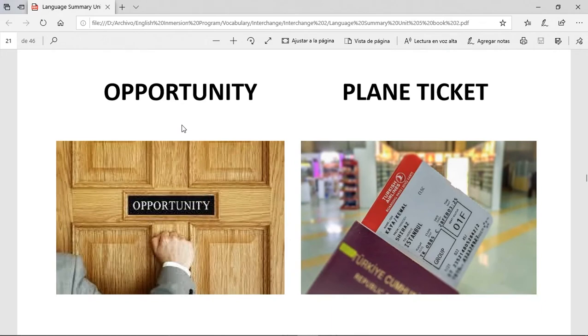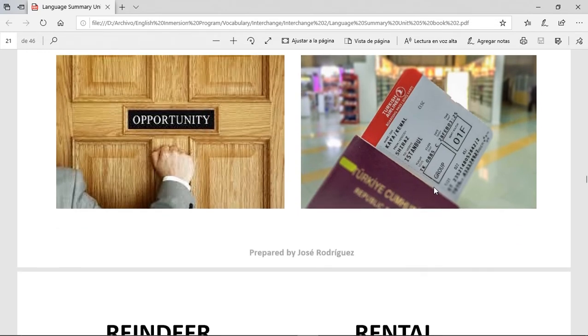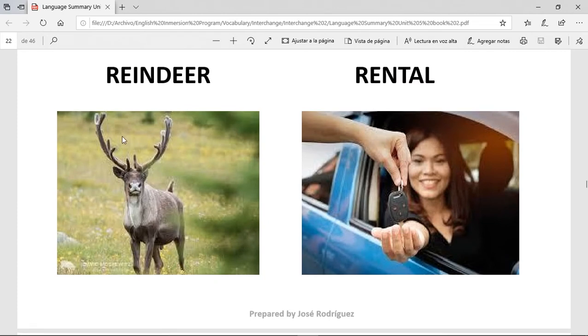Opportunity. An opportunity is when you have a specific moment where you can have something really good for you. For example, if you are studying medicine and you have the opportunity to go to Spain to study a specialty or something like that, that is an opportunity. Plane ticket. These are the tickets that you need to have in order to go to another country on a plane. A reindeer. This is this animal.